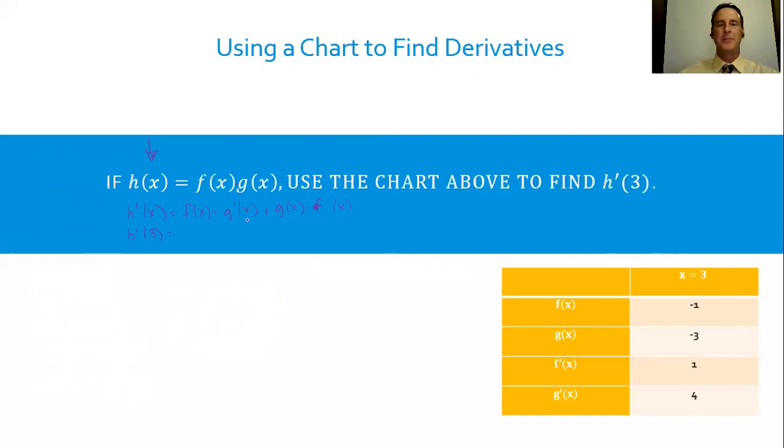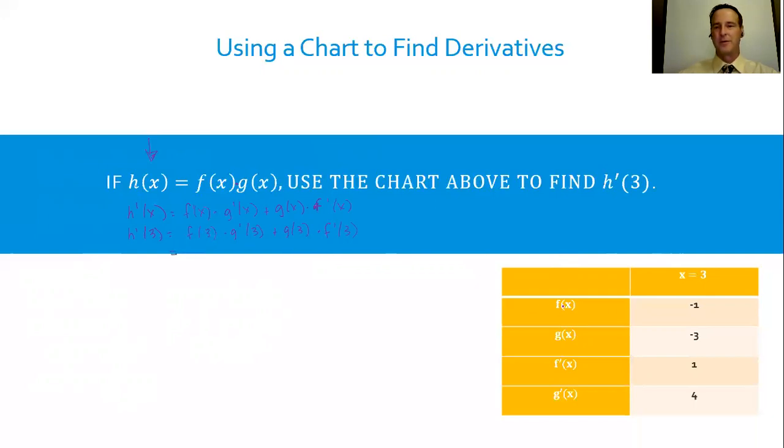Okay, and then from there, as long as I've got that and I'm comfortable with it, I'm going to input 3. Okay, so anytime I see an x, now I see a 3 in that location. Okay, so now I'm going to use this chart to help answer this question. All right, the rest is pretty simple. All right, just don't make a silly mistake.